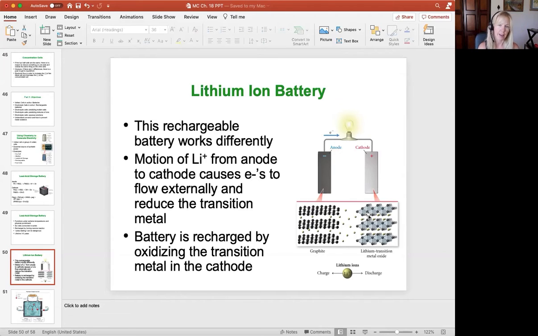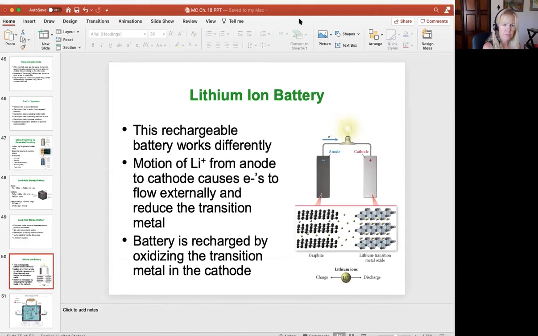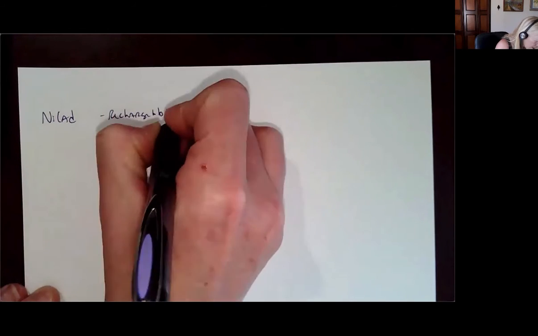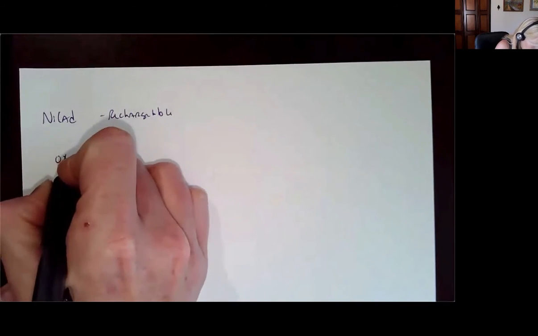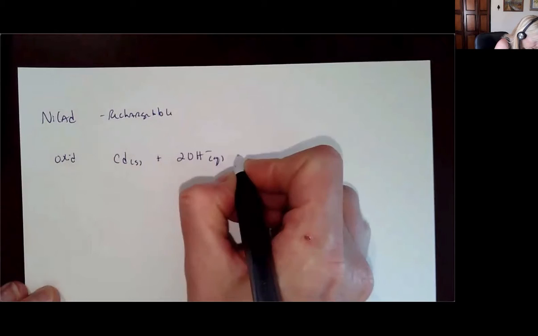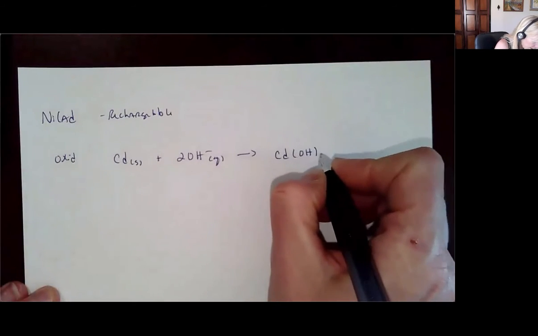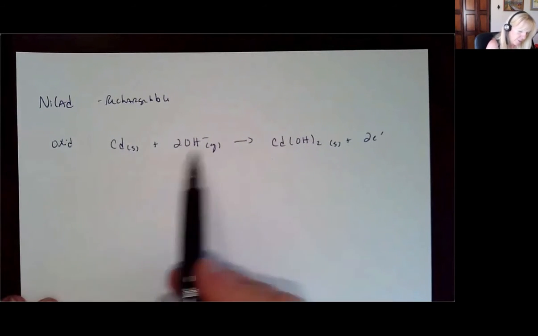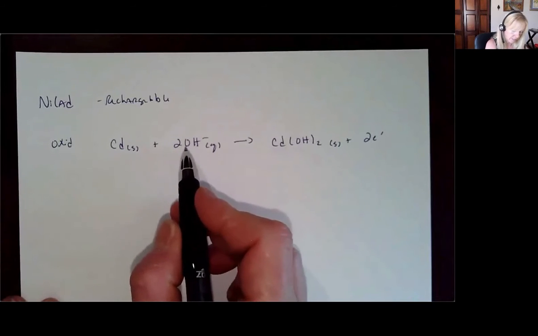We also have nickel cadmium batteries. So nickel cadmium batteries are also rechargeable batteries. They were one of the early rechargeable batteries that was being used, mostly because the reagents were fairly easy to get your hands on. So a nickel cadmium battery is rechargeable, and it has this oxidation happening. I have solid cadmium that's reacting in a basic environment to form cadmium hydroxide. That's a solid, and it's going to release those 2 electrons. So basically I'm going from a 0 to a +2. Cadmium is being oxidized in the presence of hydroxide.